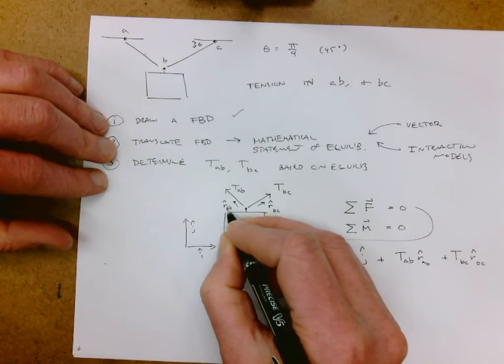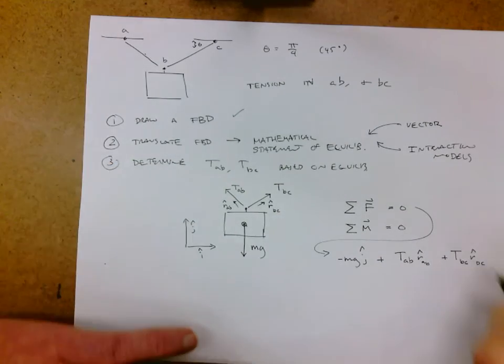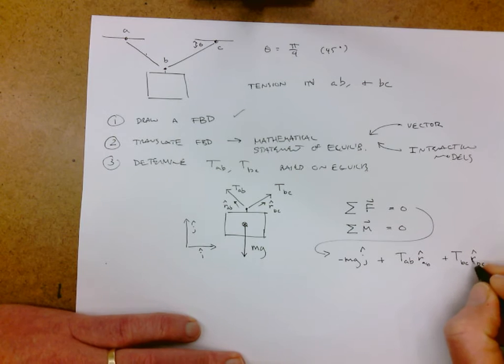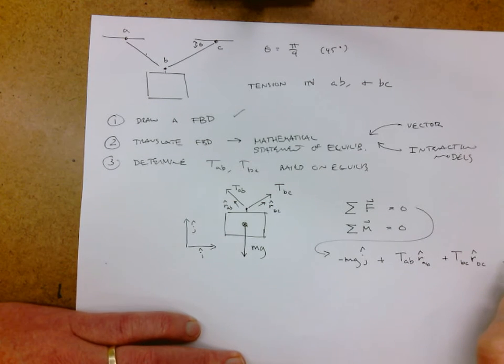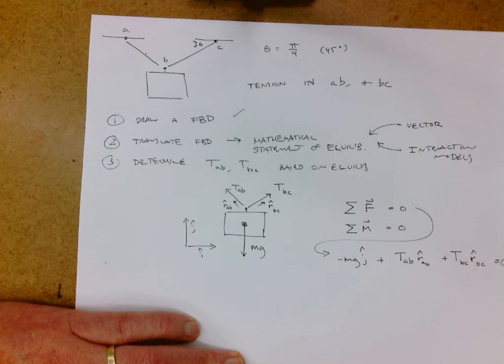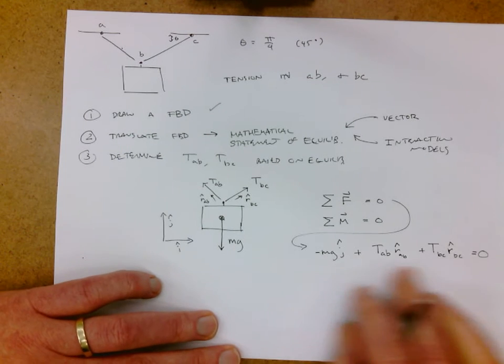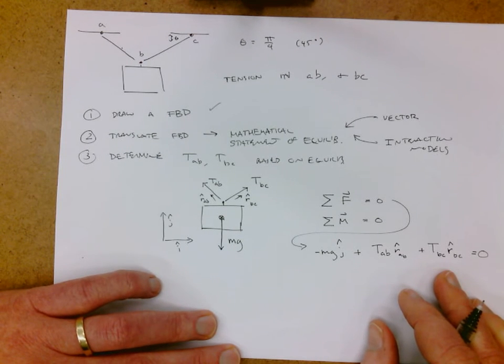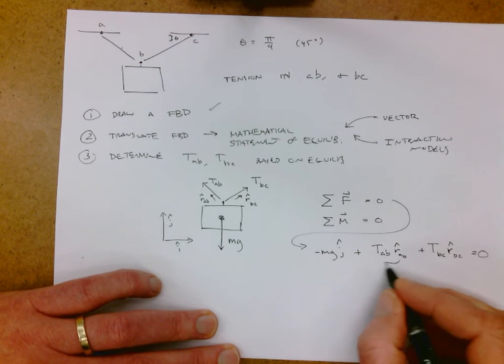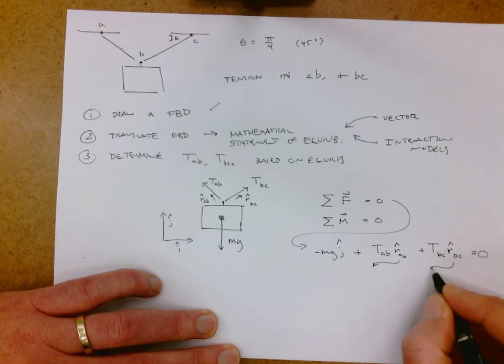And I probably ought to call this R hat BA instead of AB, but I forgot the notation I've got. Okay, and that has to be equal to 0 in order for my requirement that there be 0 net force on the object to be met. Okay. Well, if I'm going to solve this, I need to actually go a little further and figure out how do I express R hat AB and R hat BC.